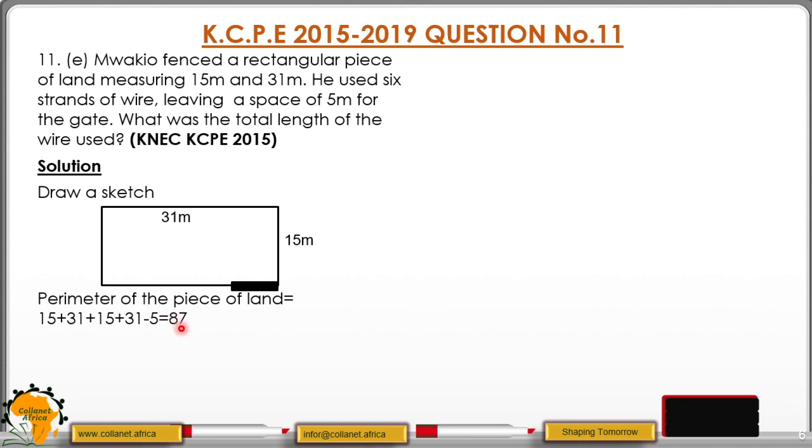But this is not the answer. There were how many used? 6 of them were used. So it is 87 times 6. You get 522 meters. You have also to be very careful with the units. So the answer is B, 522 meters.